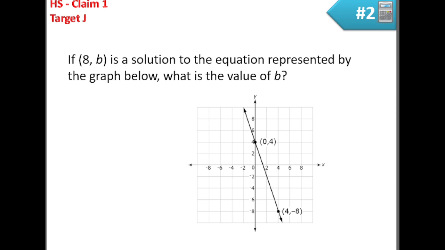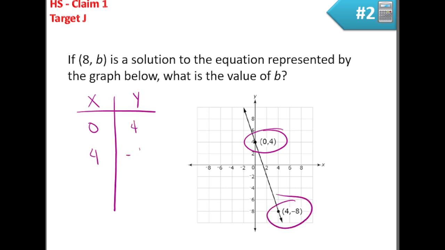Next, if 8b is a solution to the equation represented by the graph below, what is the value of b? So if you are doing this here, it's easier to do a t-chart. So let's start with the first one. We're starting at 0, 4. Next is 4, -8. And the next is 8, b. So from here to here, we're adding by 4. Okay, it looks like we have a pattern here.